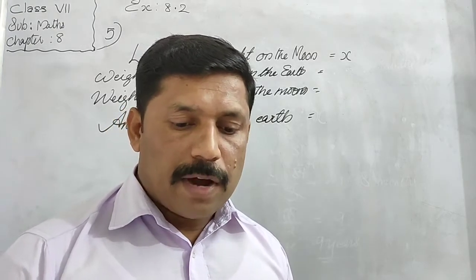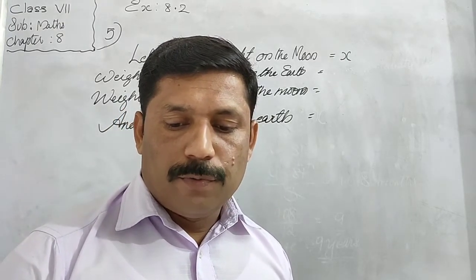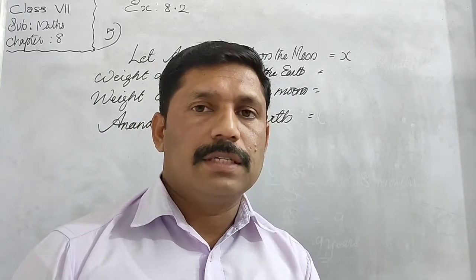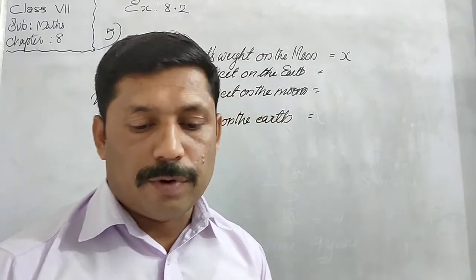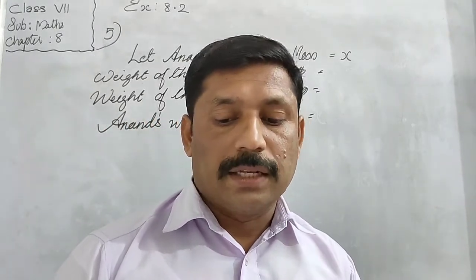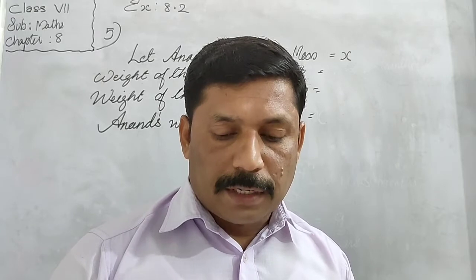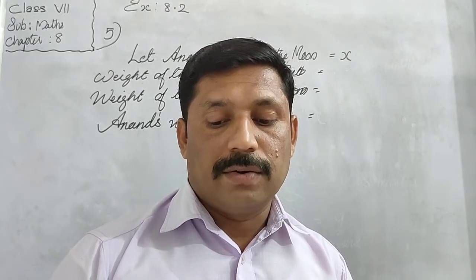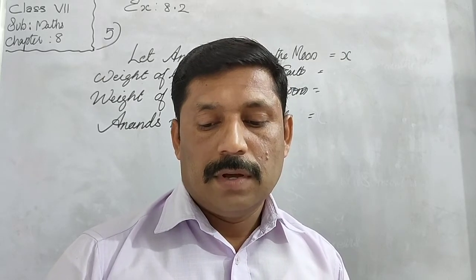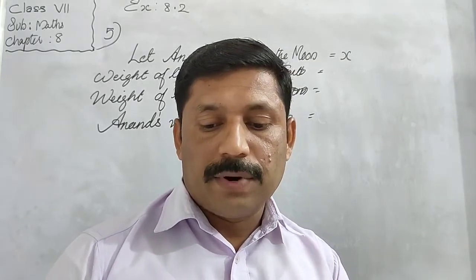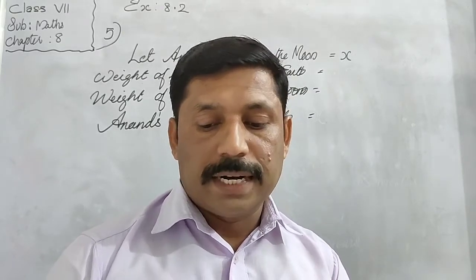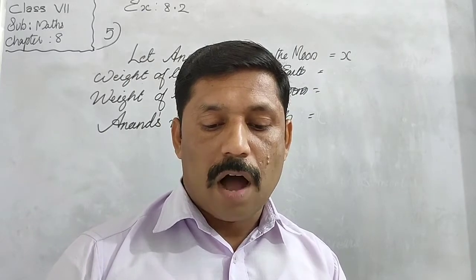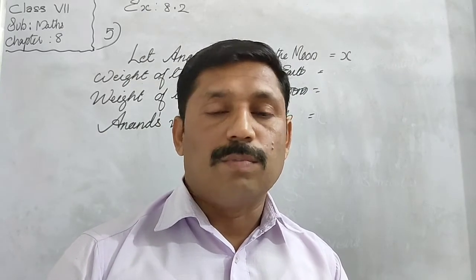Students, question number 5, I will read. The weight of an object on the moon and on the earth are in proportion. The weight of any particular object on the earth is 78 kilogram and on the moon is 13 kilogram. Then if Anand weighs 45 kilogram on the earth, how much will he weigh on the moon?